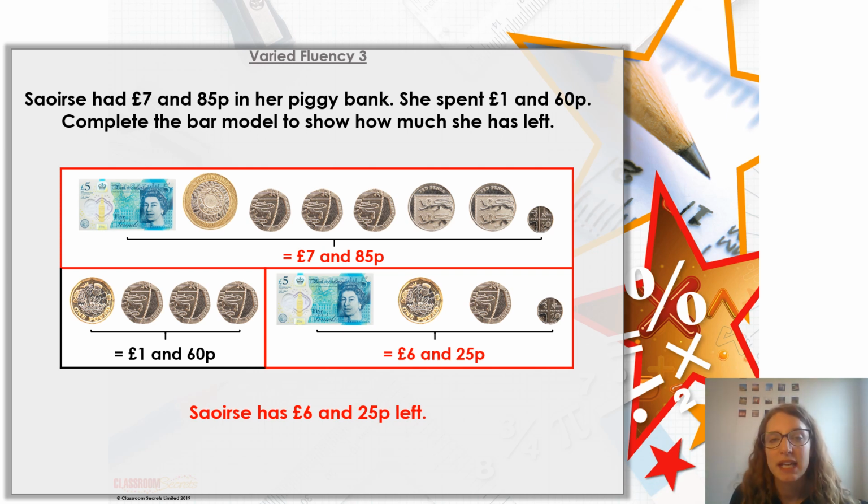Okay, so well done today. Again, showing you a few different methods that you can use. Remember, if the difference is small, count on. If it's a bigger one, do a subtraction.